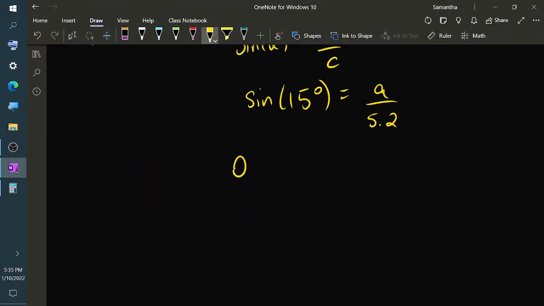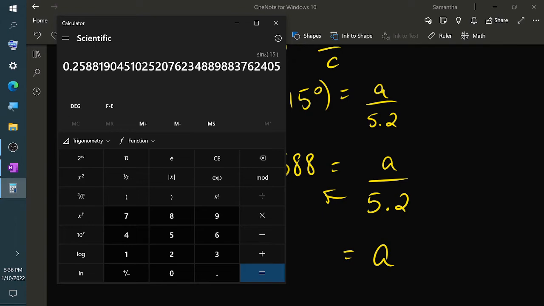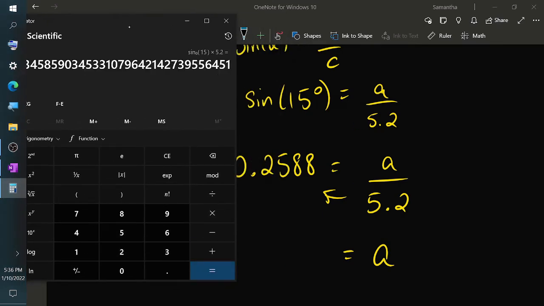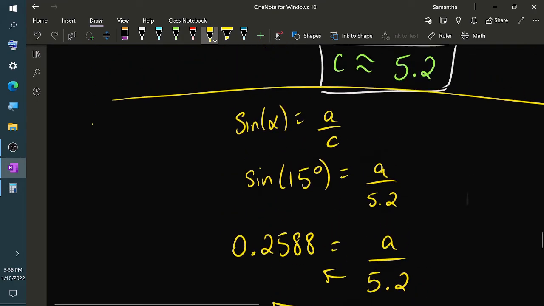Sine of 15 degrees is equal to 0.2588, and once again I'm just adding a little bit of extra accuracy so that there are no problems caused by me rounding too much too early. And therefore, to find the value of A, all I have to do is multiply the 0.2588 by the 5.2. And so that turns out to be equal to approximately 1.3. That's the approximate value of A as rounded to 1 decimal place.